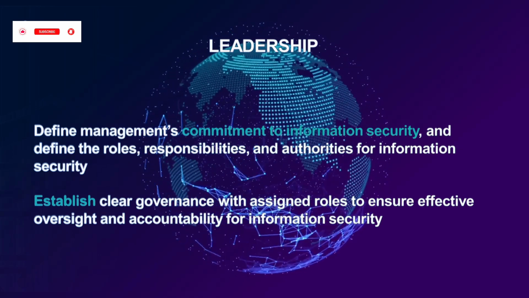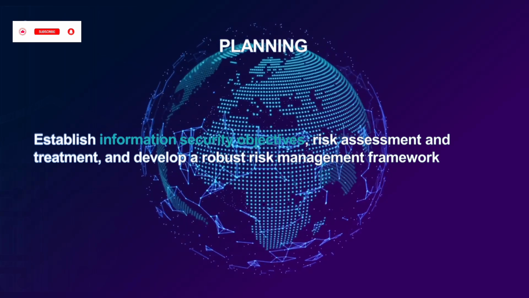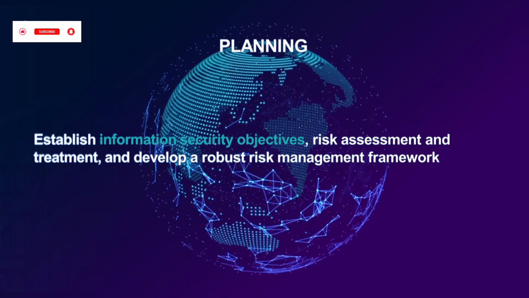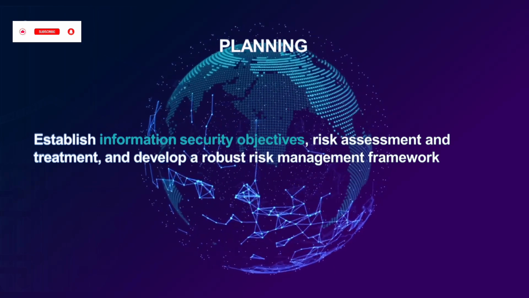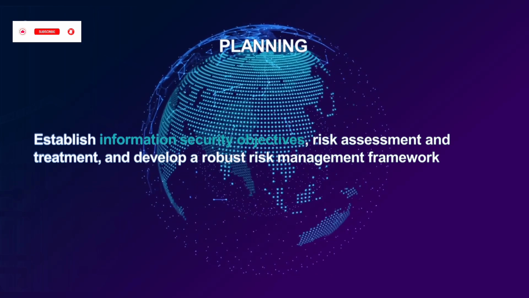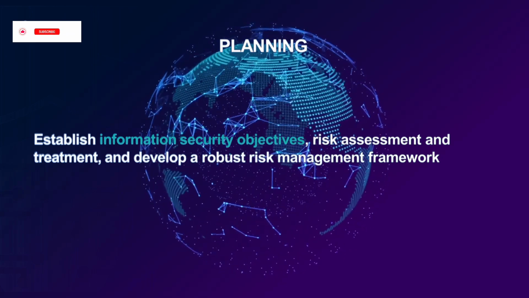So after we know the context and now we know the stakeholders and who's at play here, now we need to start our planning. So when we get into planning overall, what we are going to do is we are going to establish the information security objectives. We are going to perform some risk assessment, and then we are going to develop a robust risk management framework overall using the ISO 27001.